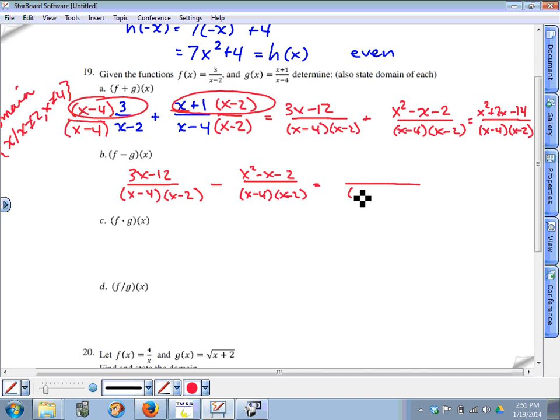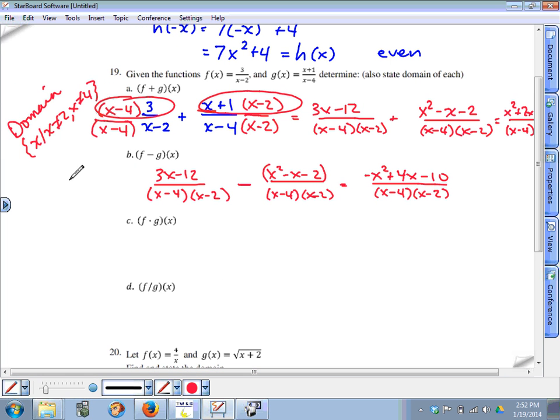So the result is going to have the same denominator, x minus 4, x minus 2. We have to be really careful. We're subtracting this entire numerator now. So it's going to be negative x squared, and then 3x minus a negative x is a 4x, and then negative 12 minus negative 2 is negative 10. And the domain for part B is the same as part A. X cannot be 4, x cannot be 2.